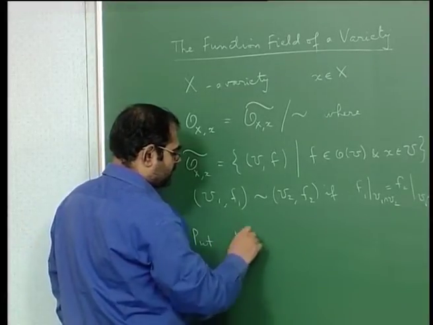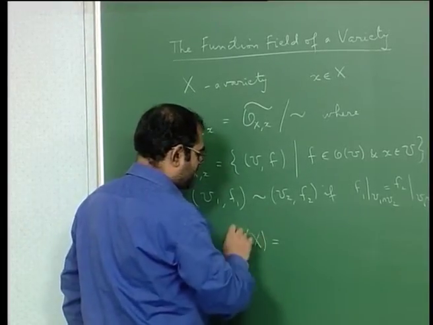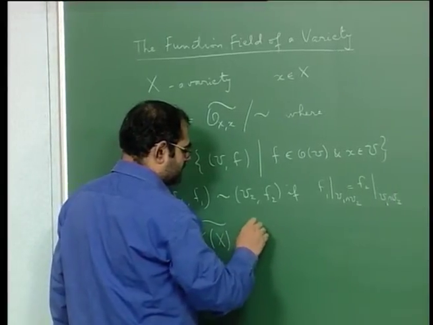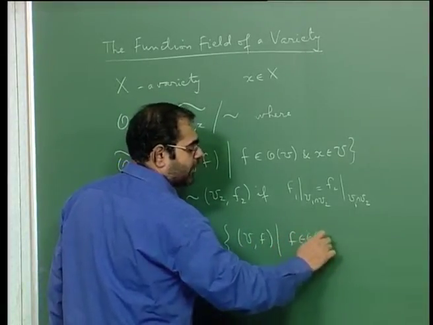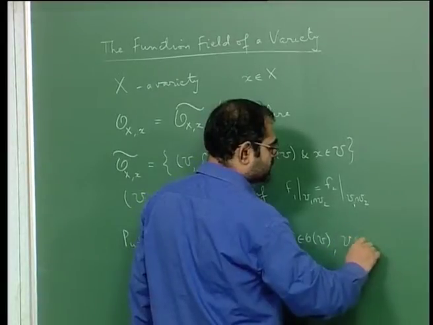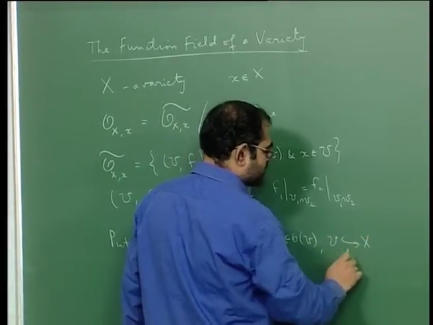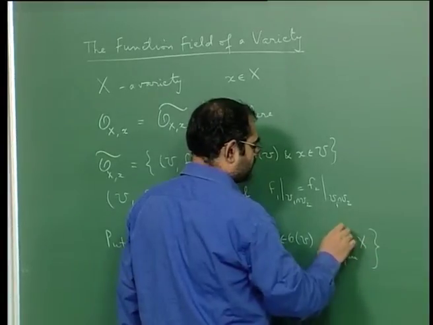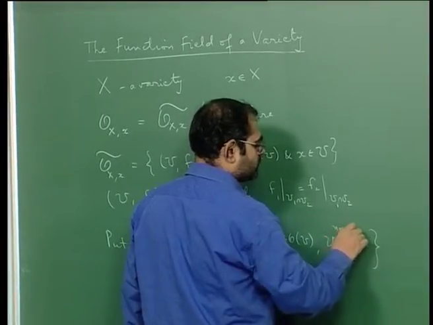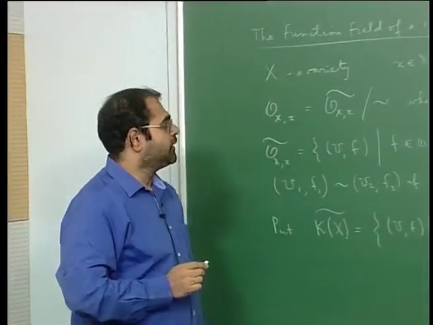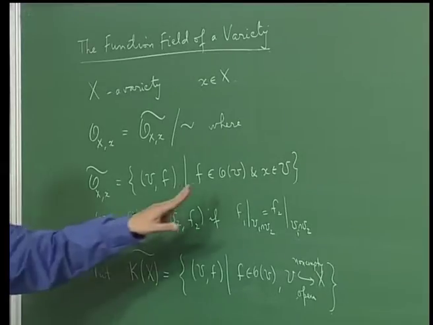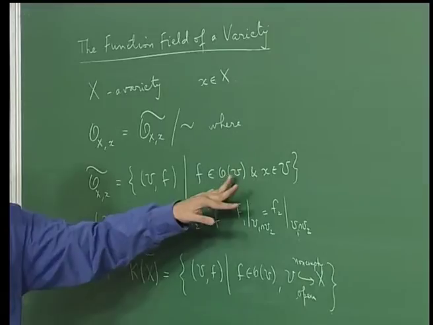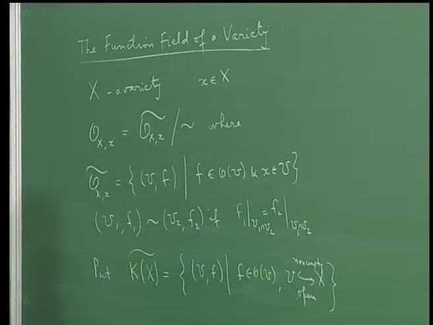So what you do is put K x tilde to be the set of all pairs u comma f such that f belongs to O of u, and now there is no restriction on u inside x as an open subset, open, non-empty, okay. Of course here also whenever I say f belongs to O of u, it is implicit, it is understood that u is an open subset of x, okay. So u is a Zariski open neighborhood, okay.